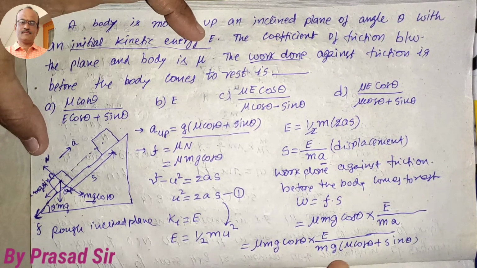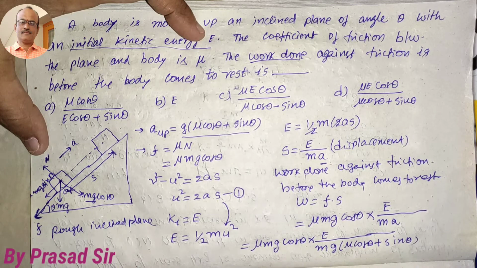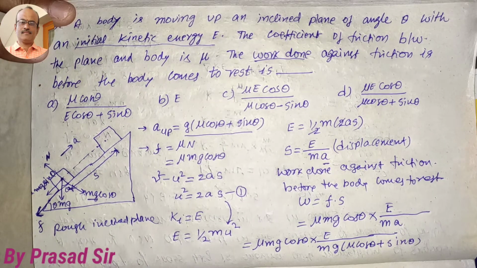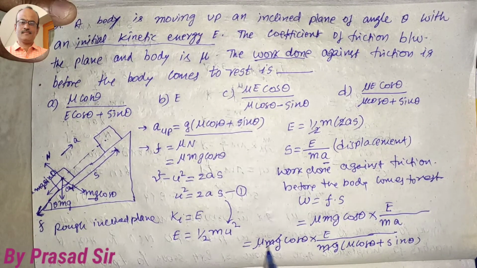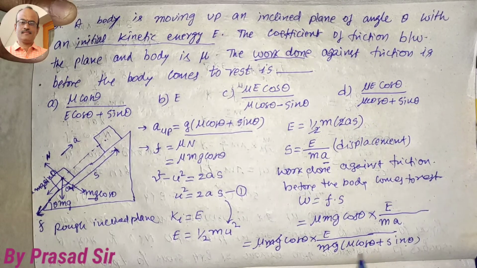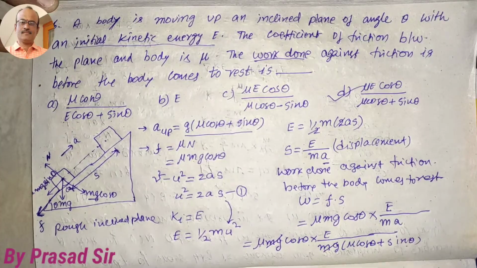So after substituting the value, mu mg cos theta into E divided by mg times (mu cos theta plus sin theta). Now in this, mg cancels, so we get mu cos theta into E divided by (mu cos theta plus sin theta). So which option is correct here? Option D is correct.